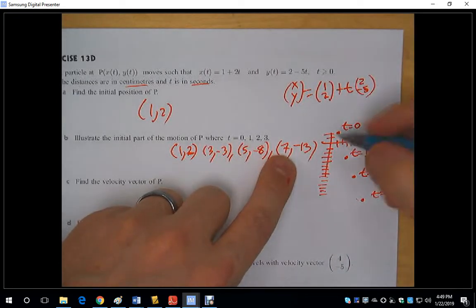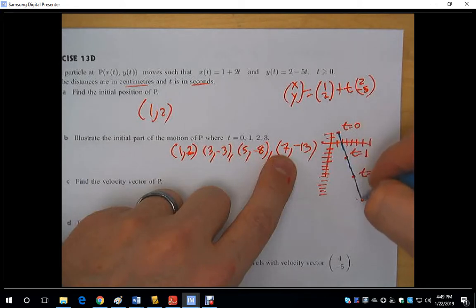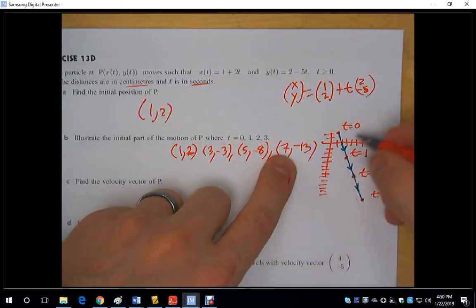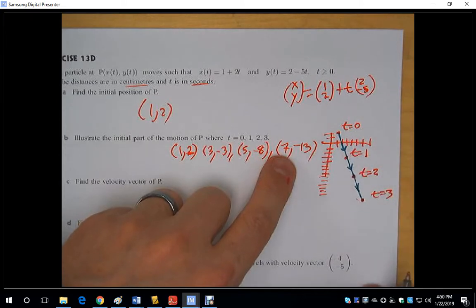So here's the trajectory of our object that goes through these points right here. We are moving in this downward to the right sort of direction, and the points at these particular identified times when t equals 0, 1, 2, and 3 are identified by these little dots here.